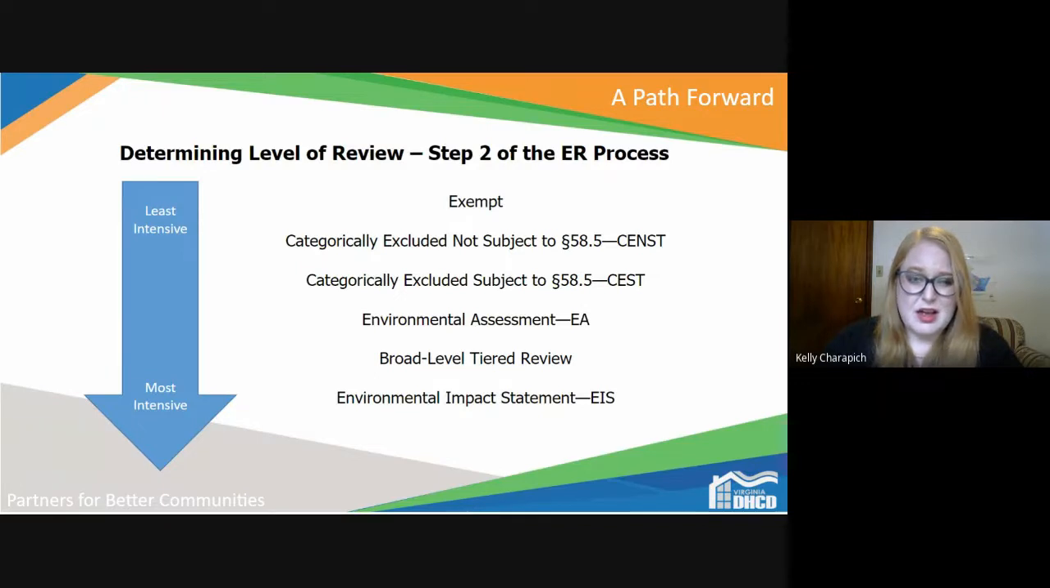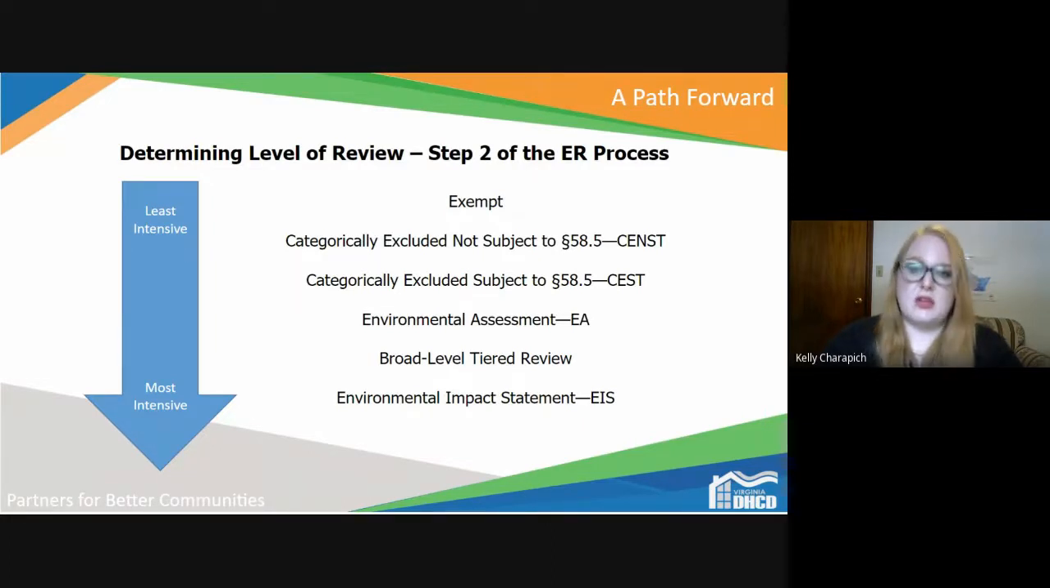The next level is a broad level tiered review, and this is a variation of the environmental assessment type of level of review. And this is mainly used for downtown facade projects in a historic district. So what you would do is divide your project into multiple phases, and it would roughly go as follows. You would consult DHR and sign a programmatic agreement for your first block of facades. You complete your statutory checklist and consult with your regulatory agencies as necessary. You would do a variation of the combined notices and then issue your request of release of funds and certification.